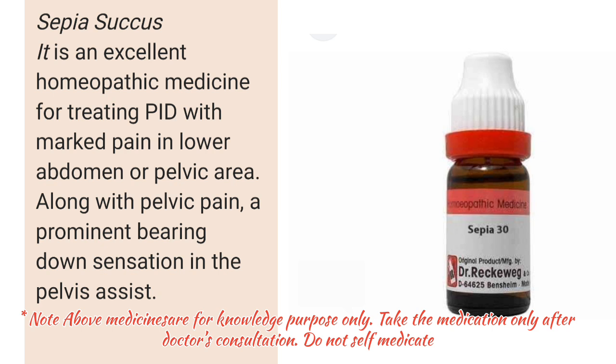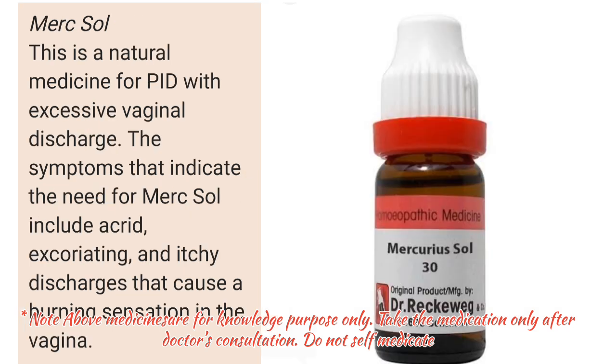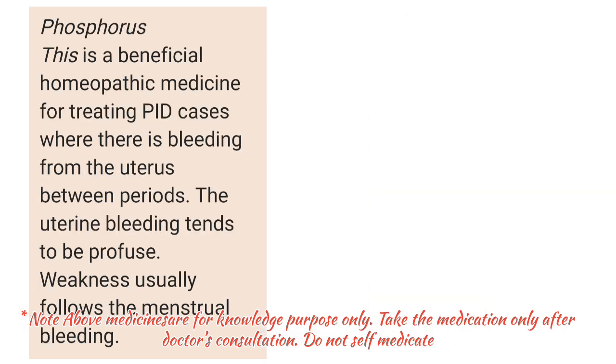Sepia is an excellent homeopathic medicine for treating PID with marked pain in the lower abdomen or pelvic area. In this, vaginal discharge of yellowish or greenish color may also arise that may be offensive. Next is Mercurius. Mercurius is a natural medicine for PID with excessive vaginal discharge. The symptoms that indicate the need of Mercurius include acrid, excoriating, and itchy discharges that cause a burning sensation in the vagina. The third drug is Phosphorus.